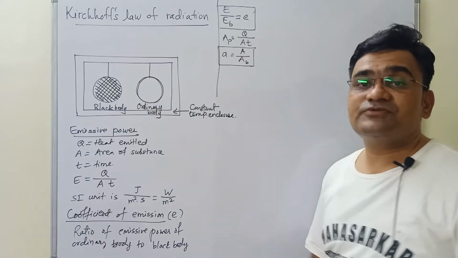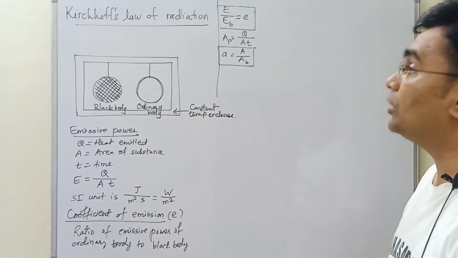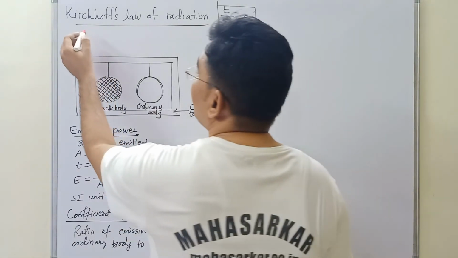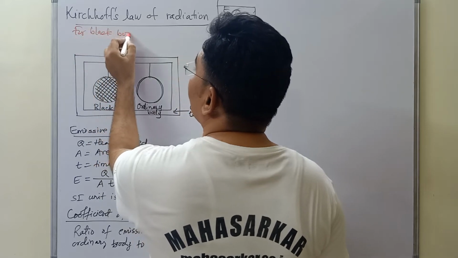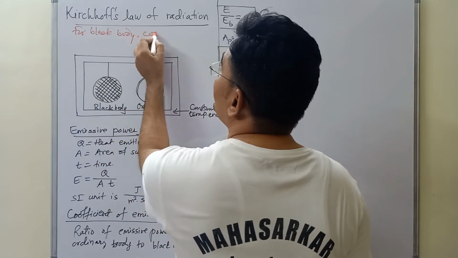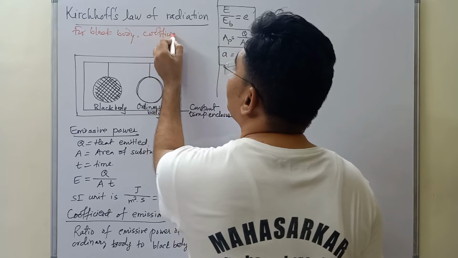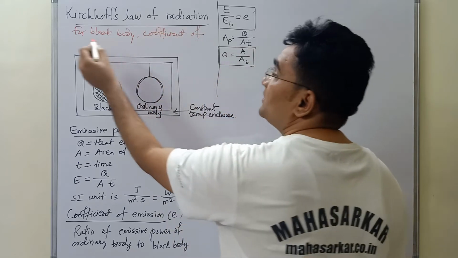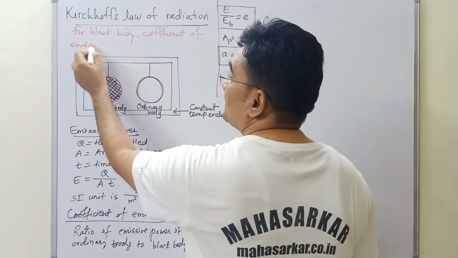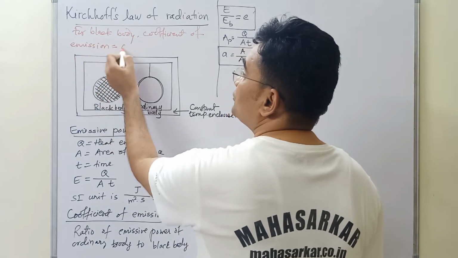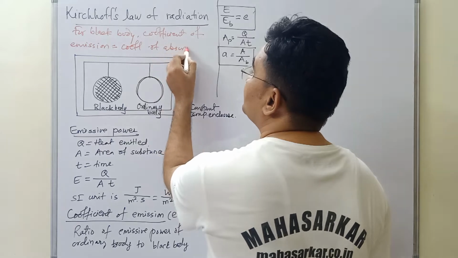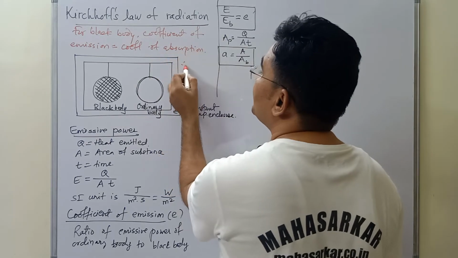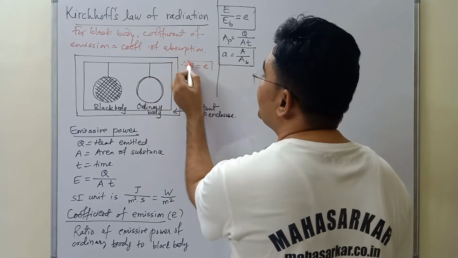Now what is Kirchhoff's opinion about this? From Kirchhoff's law, for a black body, the coefficient of emission is equal to the coefficient of absorption. What he wants to say is that a is equal to e.